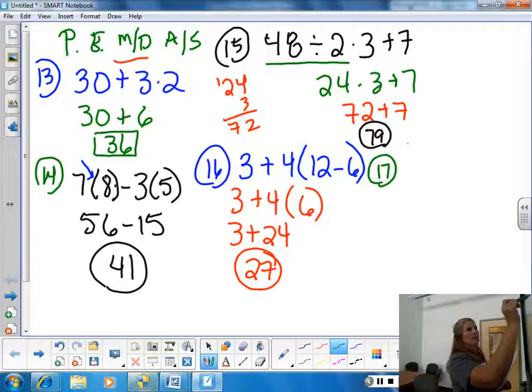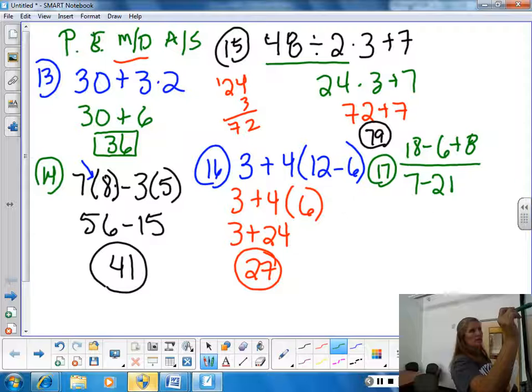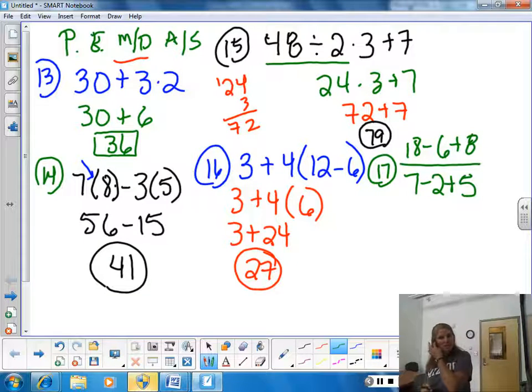17 looks like this: 18 minus 6 plus 8 over 7 minus 2 plus 5. What does that mean when I'm saying over that? Well, I have a fraction, but that indicates what? It indicates division, which means I'm going to do the top, simplify that all the way. I'm going to do the bottom, simplify that all the way, and then I'm going to divide those two numbers. So you work the top and the bottom separately, and then divide them afterwards.